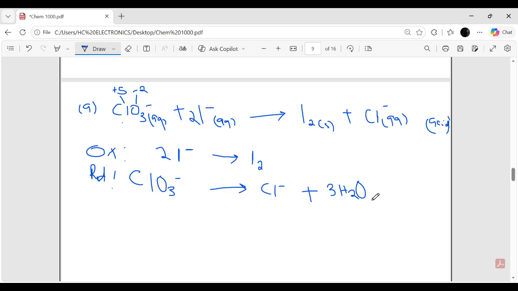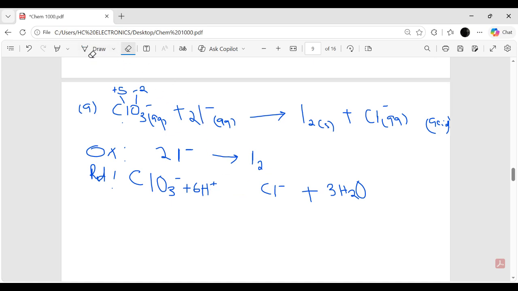If you check now, you have 3 oxygen, but the difference we have found is that we now have 6 hydrogen here, but here we don't have any. So for us to balance this, we need to add how many? 6 hydrogen ions. Okay, then when you do that, you're going to have the balanced atoms.